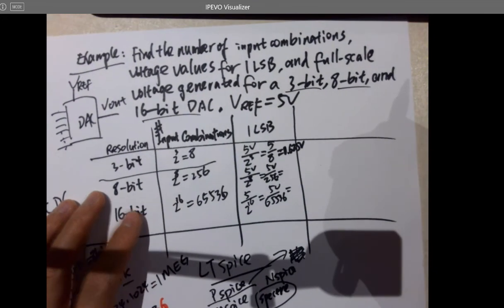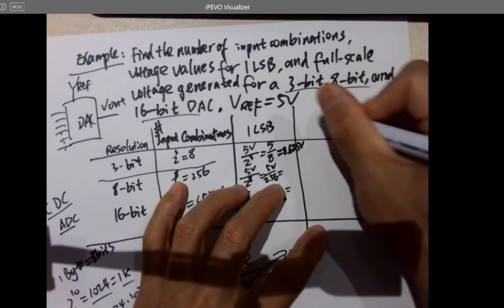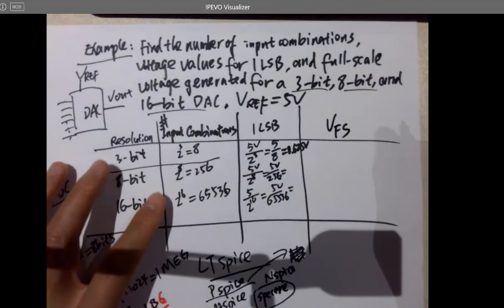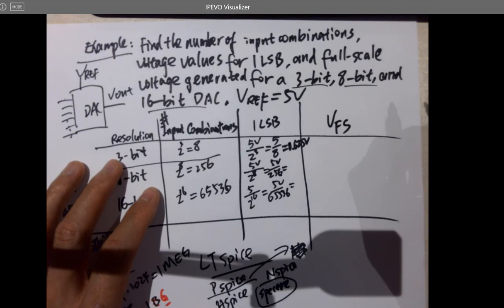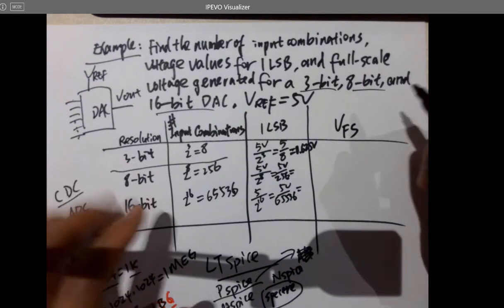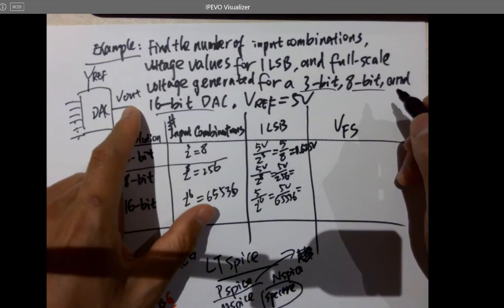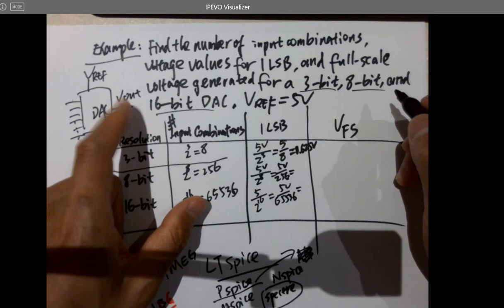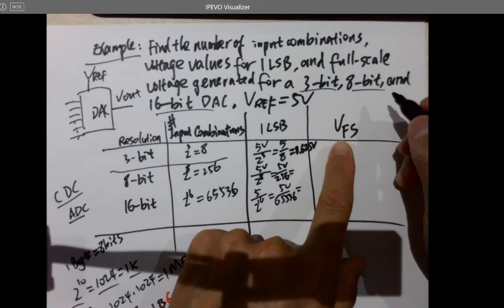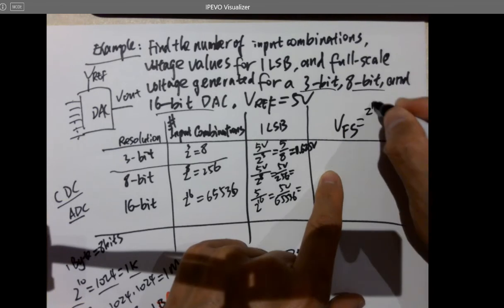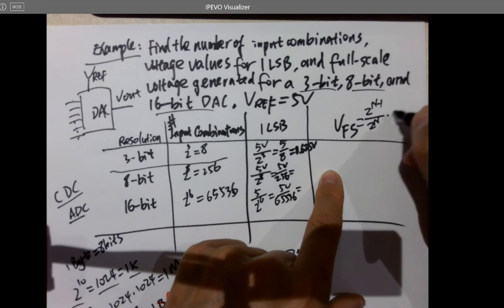And the last column, the full scale voltage, V full scale. Remember the equation? Never put VREF there. It's a common mistake. So V full scale is the full scale output. What's the possible highest output it's able to offer? For 3-bit, what is that? In general, it is (2 to the n minus 1) over 2 to the n times VREF.